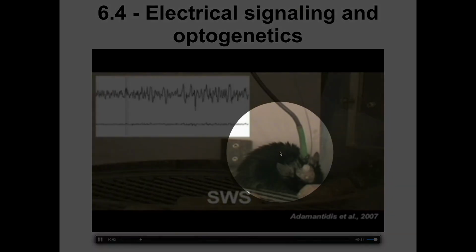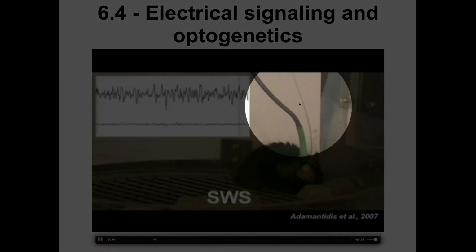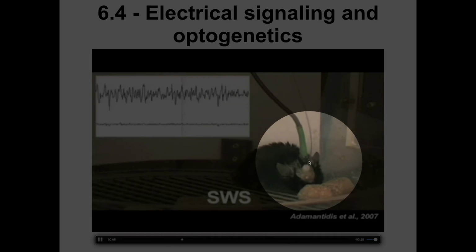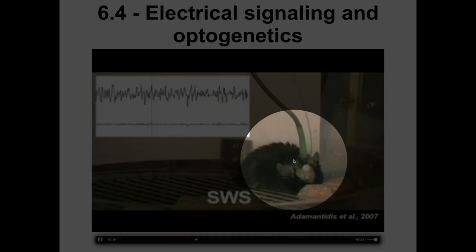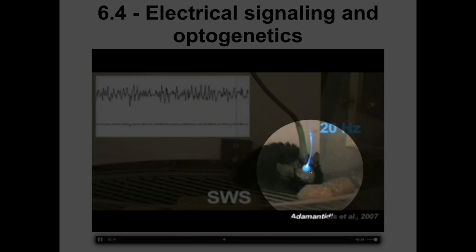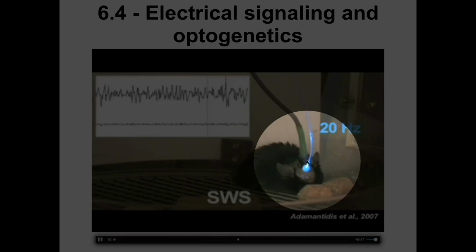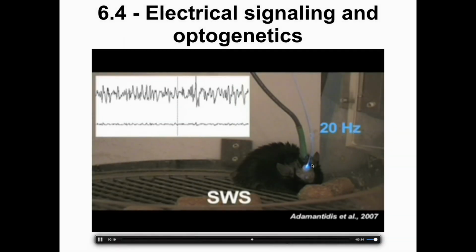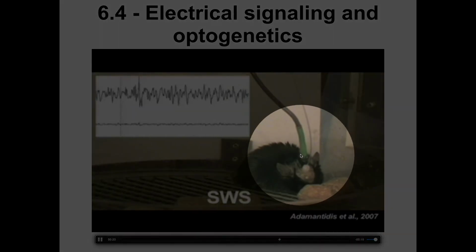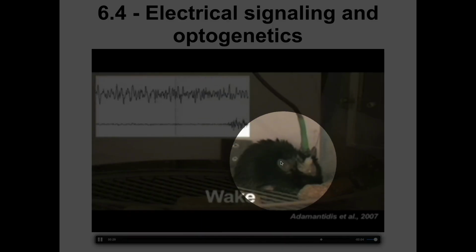What's happening here is there's this mouse, and you see there's a fiber optic cable going into its brain. And the mouse is asleep right now. And now the researchers are shining light into a specific region of its brain, to activate specific neurons in order to test whether they function in arousal. And here you can see the mouse is going to wake up. There it goes. It's awake now.